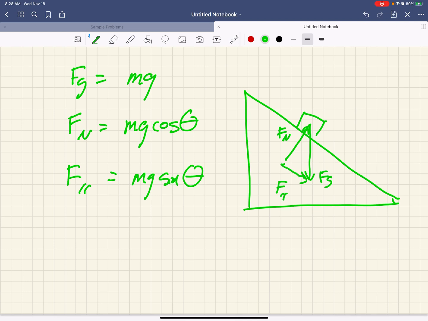Right, so that shows where these forces point and what their equations are. All right, so that is the notes on the normal force and how to calculate the normal force on a flat surface and also on a ramp.